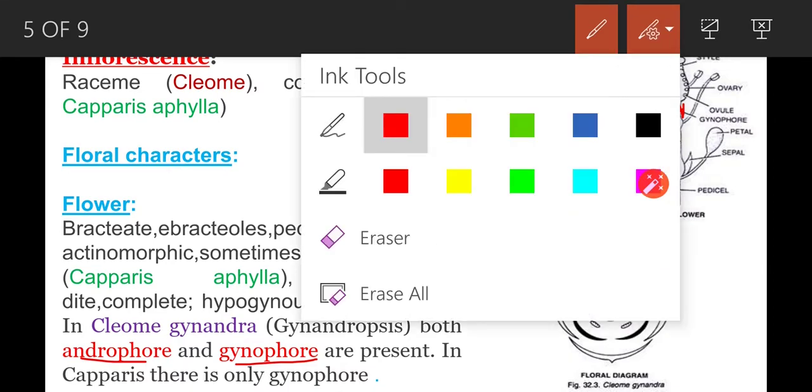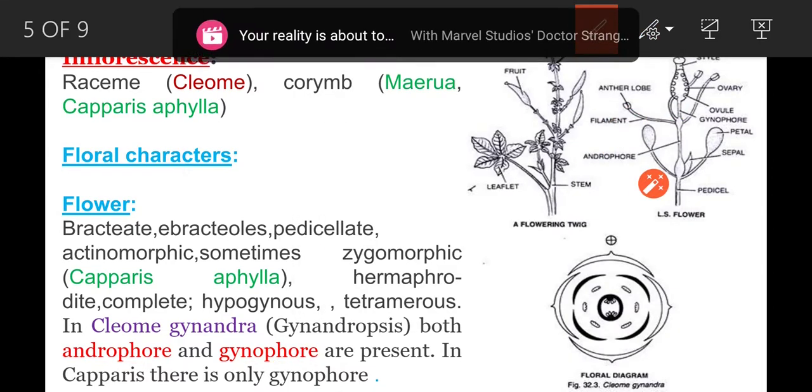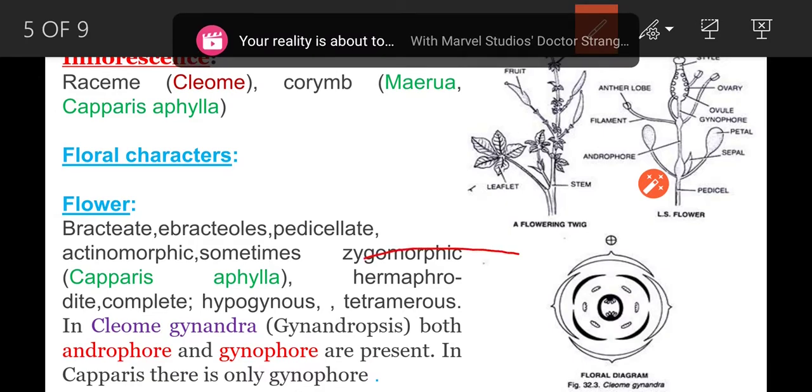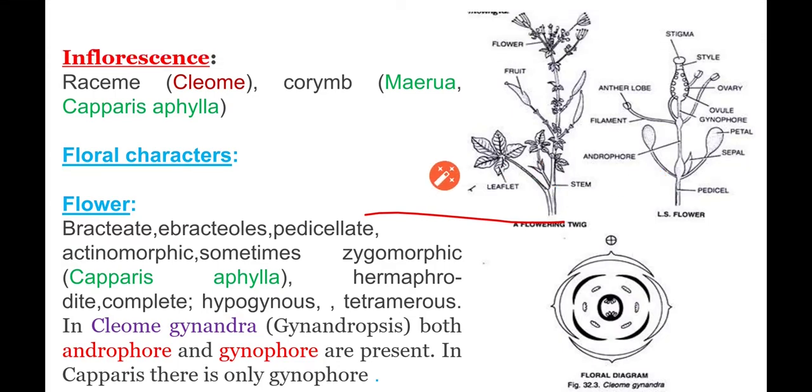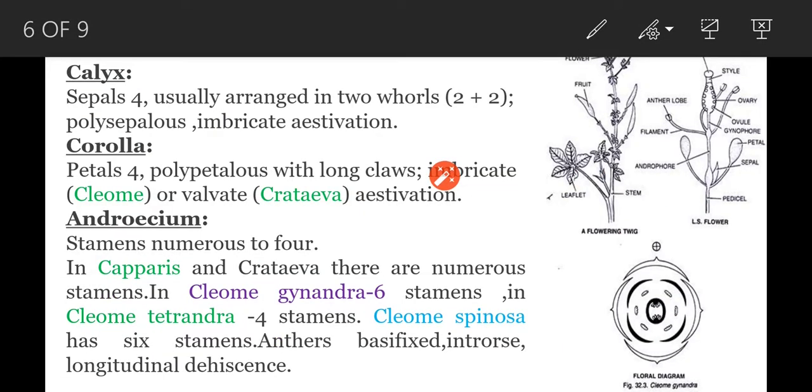Okay, are you understanding? Next, coming to floral parts. The outermost whorl of the flower is called calyx. Calyx is the outermost whorl. Calyx comprises mainly 4 sepals.